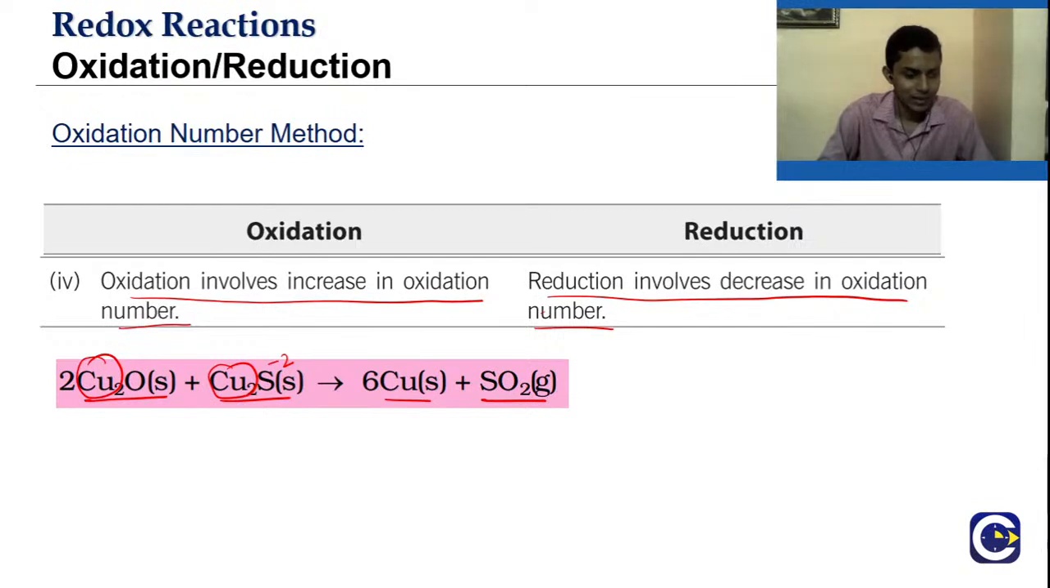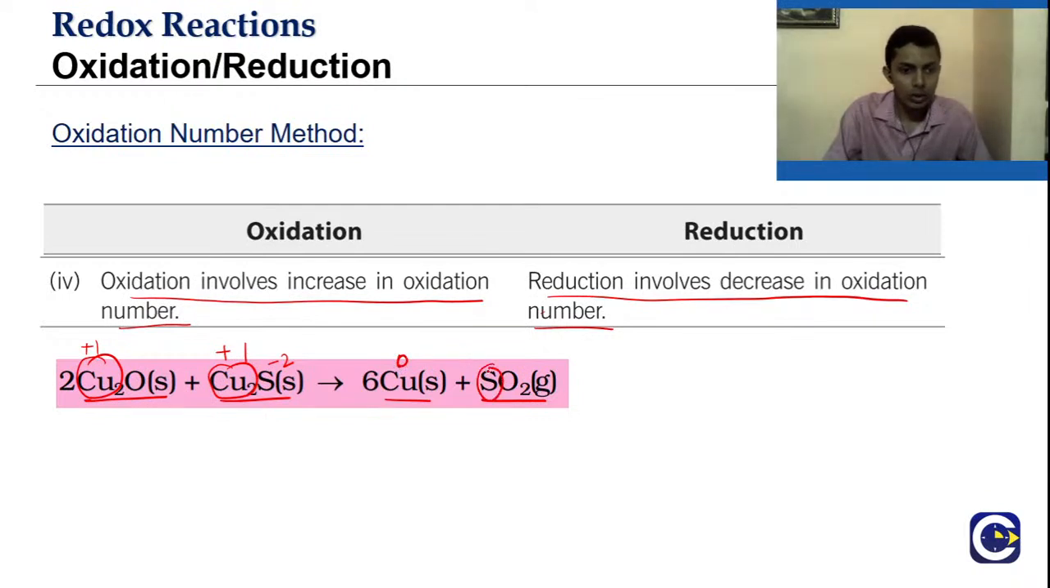Quick. Now that you have solved around 5 to 6 questions, this should be very quick for you. There is nothing in this. How much is it? Yes, in both the cases, it will be +1. So this +1 is getting reduced to copper solid, which is having oxidation number of 0.